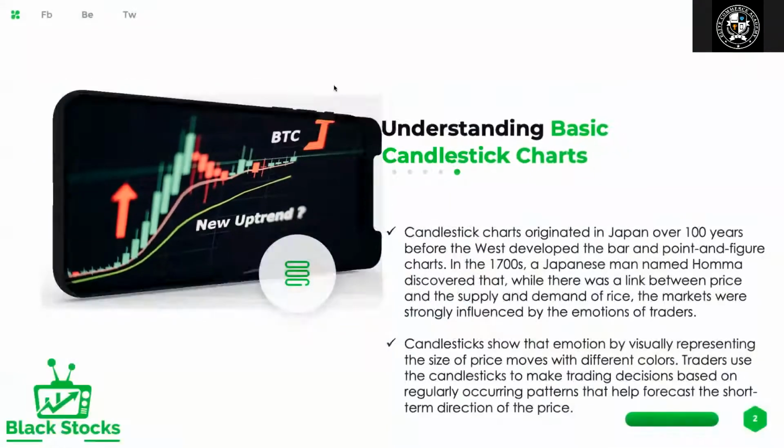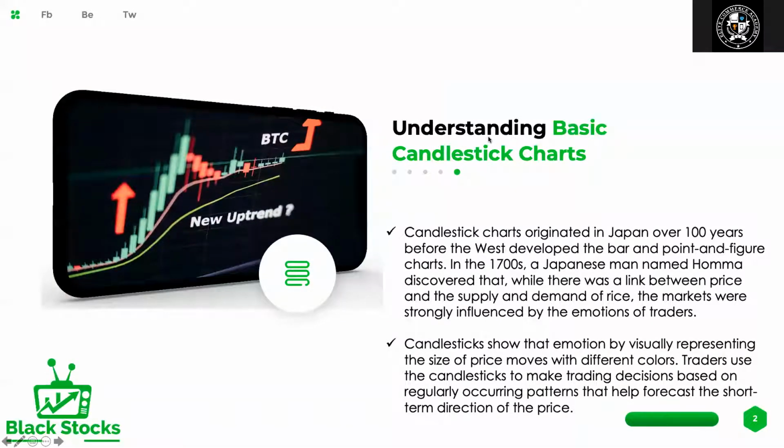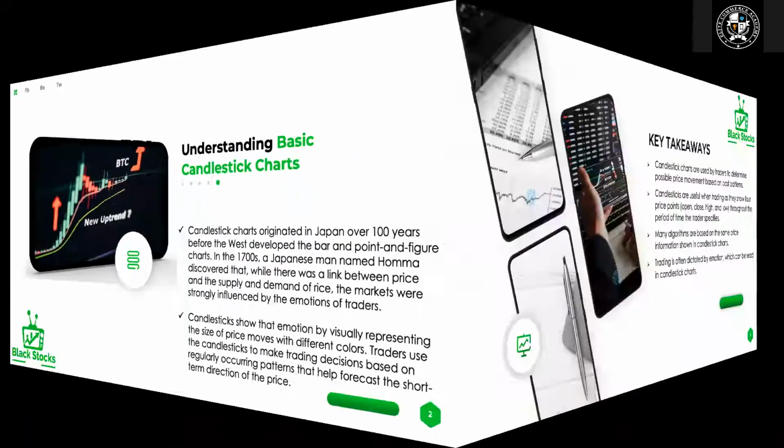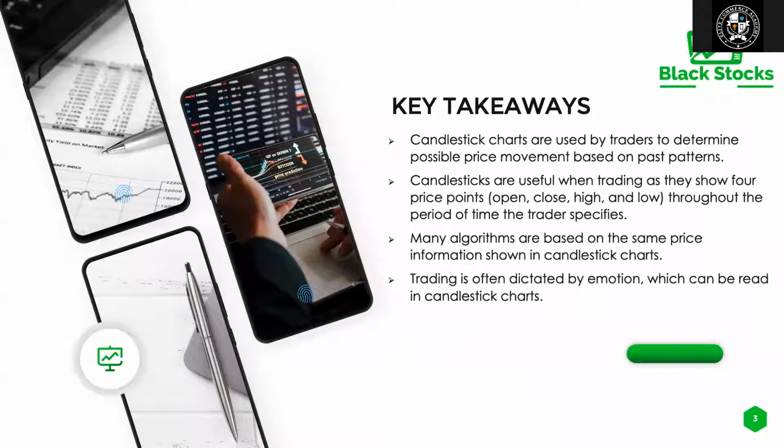So candlestick charts originated in Japan over 100 years before the West developed the bar and point and figure charts. In the 1700s, a Japanese man named Homma discovered that while there was a link between price and the supply and demand of rice, the markets were strongly influenced by the emotions of traders. Candlesticks show that emotion by visually representing the size of price moves with different colors. Traders use the candlesticks to make trading decisions based on regularly occurring patterns that help forecast the short-term direction of price.